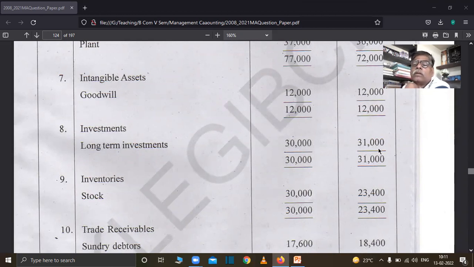30,000 is 31,000, so 1,000 increase is there. That 1,000 increase you consider as application of fund.